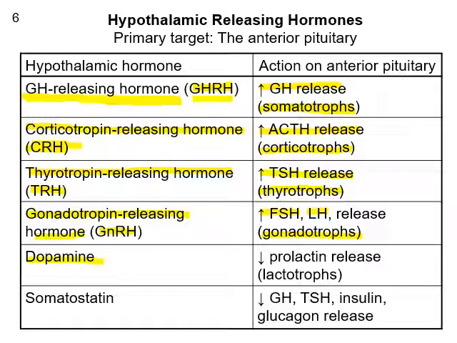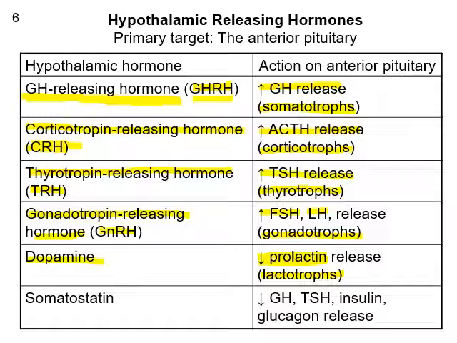Dopamine is a neurotransmitter, but it is also a hormone. When released by cells of the hypothalamus into the portal circulation, it interacts with dopamine receptors on lactotrophs of the anterior pituitary, and it inhibits the release of a hormone called prolactin, which is going to be an important part of control of lactation after childbirth.